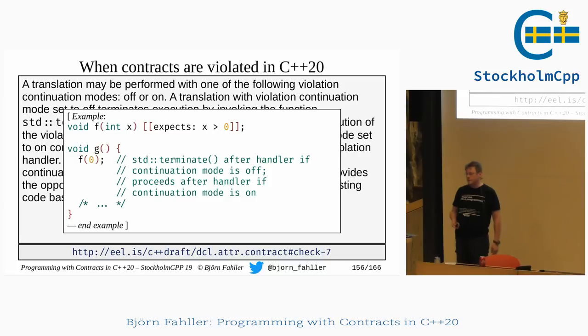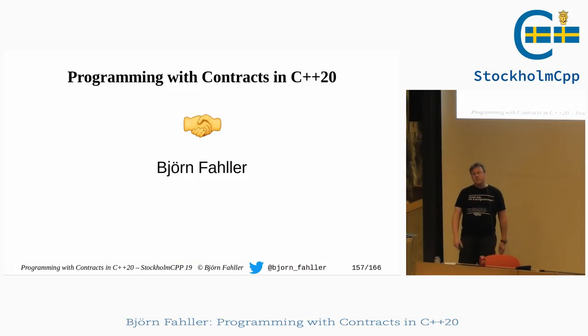So there's just this example saying that here we have a simple contract, we're calling it an obvious violation. If the handler is the default, that is continuation mode off, then we call terminate, and otherwise we continue. I'm not super happy about this, but I'm sure people will find it extremely useful for something. And that's really all I had to say.